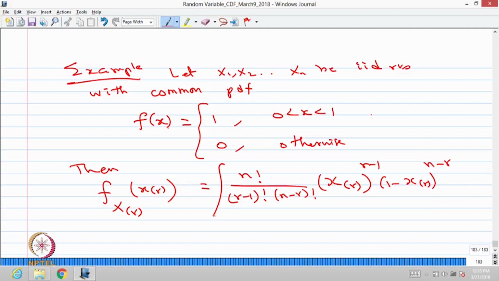So, this is valid whenever the rth order statistic is between 0 to 1, and this is true for r equal to 1, 2 and so on till n, 0 otherwise. So, the probability density function is non-zero when x bracket r lies between 0 to 1, otherwise it is 0, and this way you can find the probability density function for r equal to 1 to n.